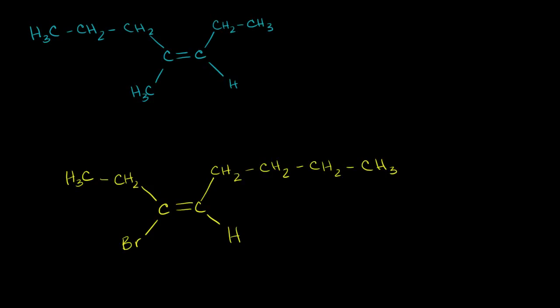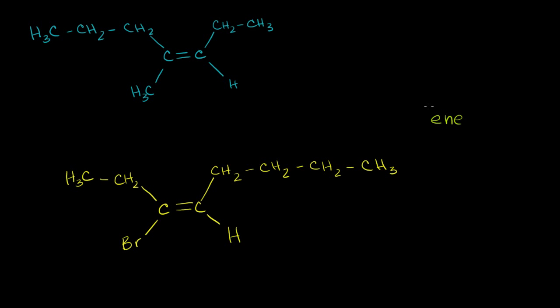Based on what we learned in the last video, let's see if we can name these two molecules here. So let's start with this blue one. The first thing we notice is that it is an alkene. It has a double bond right there. So we can, right from the get-go, write that it's going to end with an ene.